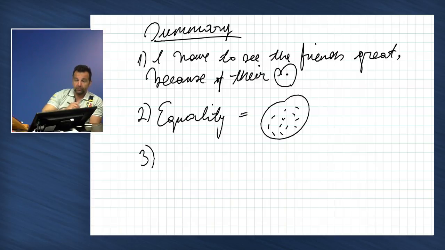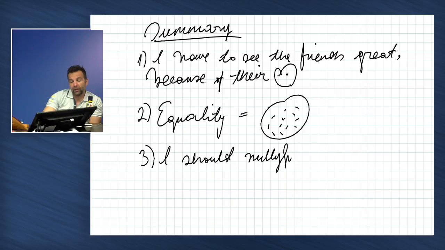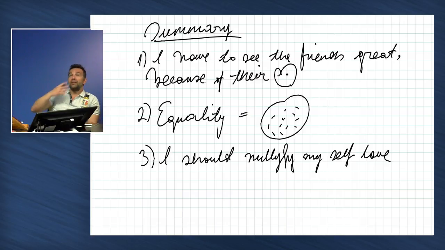Thirdly, I have to nullify myself, because I can't see the friends as great. I can't love them if I don't nullify my personal love. So I should nullify my self-love, because the more I love myself... what does self-love mean? If you look at the Oxford Dictionary, you'll find that self-love is the value that a person gives himself.